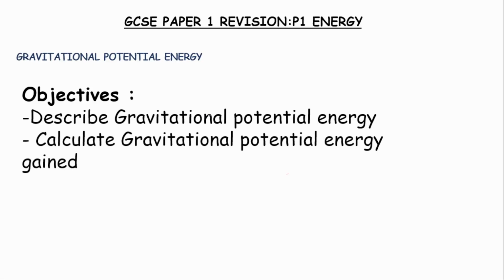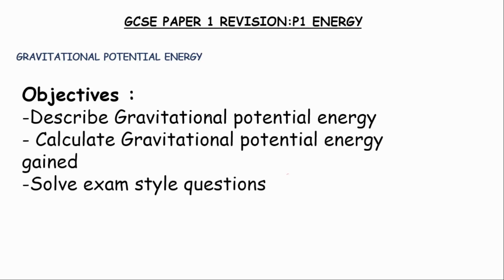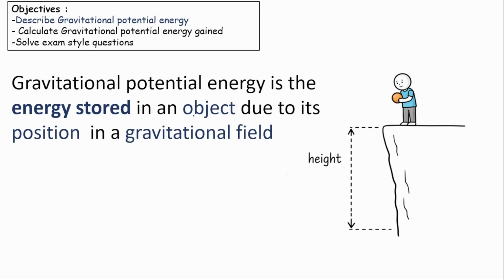In today's lesson, we're going to be looking at gravitational potential energy, what it is, how to calculate it, and how to answer exam questions. Gravitational potential energy is the energy stored in an object due to its position, or more simply, its height in a gravitational field.